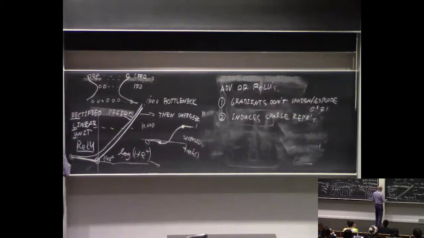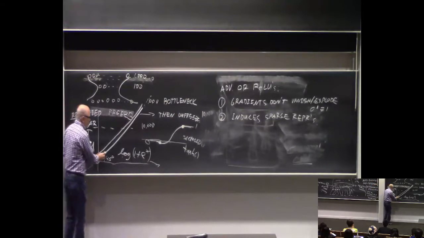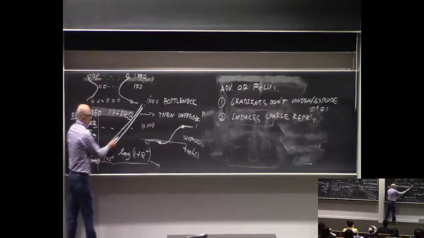In this case, what happens is if you're on the negative side, you're stuck there. You know, there's no dependence of the network on the net at all. If you're on the positive side, you get pushed either to here or up.